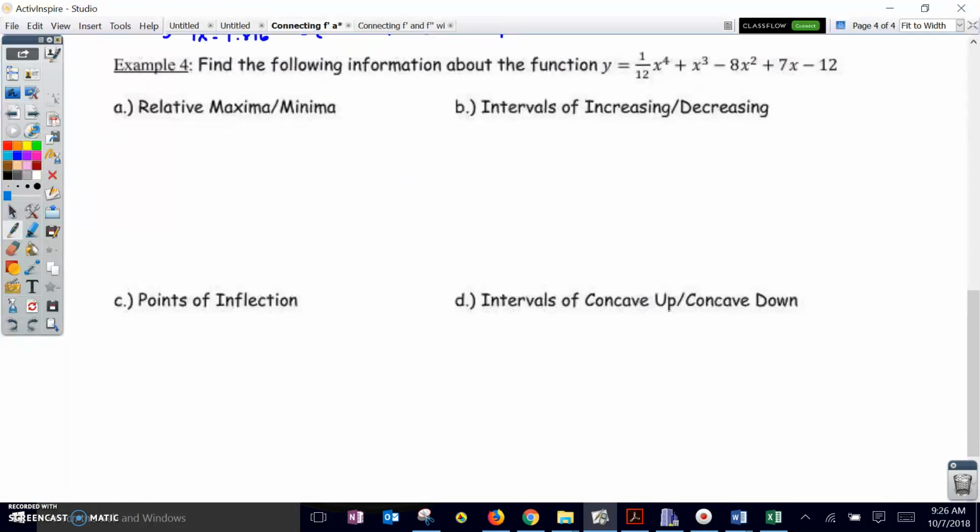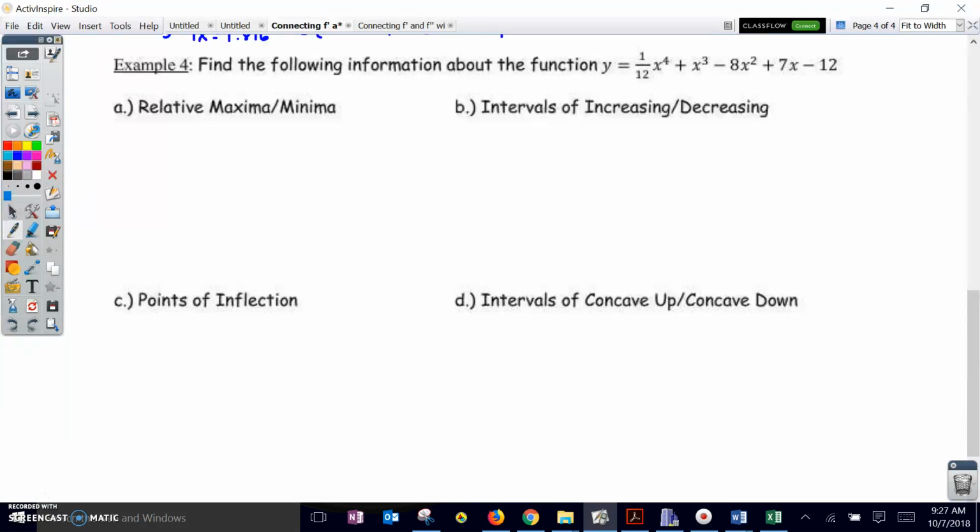All right, example 4. Find the following information about the function y equals 1/12 x to the 4th plus x to the 3rd minus 8x squared plus 7x minus 12. So we want to find the maxima and minima, the intervals of increasing, decreasing, the points of inflection, and the intervals of concave up, concave down.